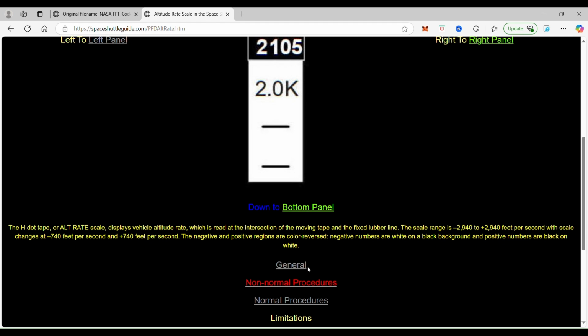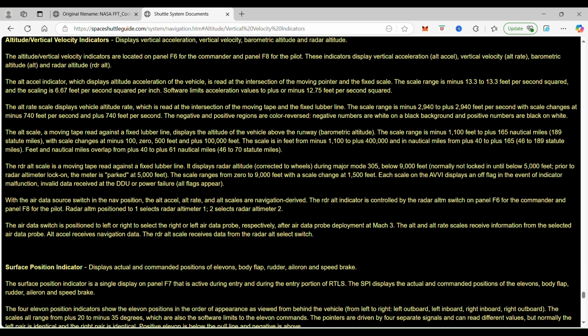Now we go a little bit deeper into it. In general, we see here the altitude and vertical velocity indicators, all these indicators specifically on the right side. You see here the altitude rate scale displays altitude rate right on the intersection. But up here they also have altitude acceleration, which is the next derivative. So we're going from a rate to an acceleration here. We're going to go over that next week, but that's the difference. And then we have the altitude scale, which is the height that you're over.